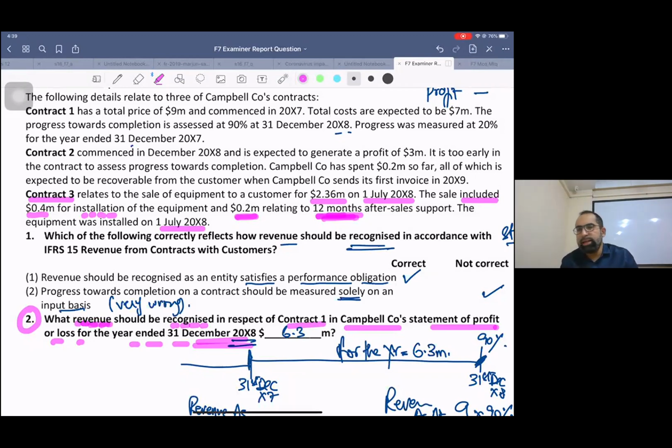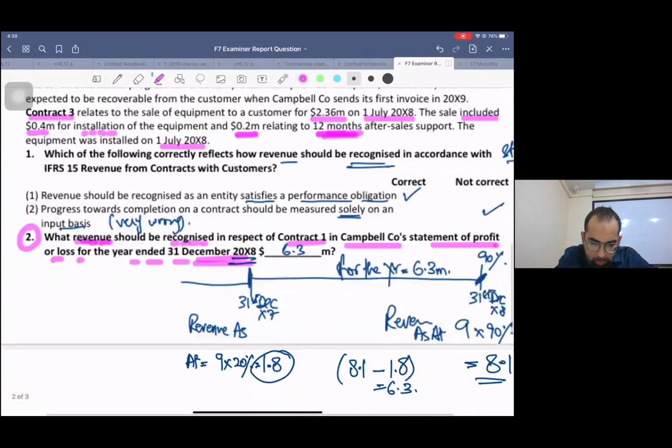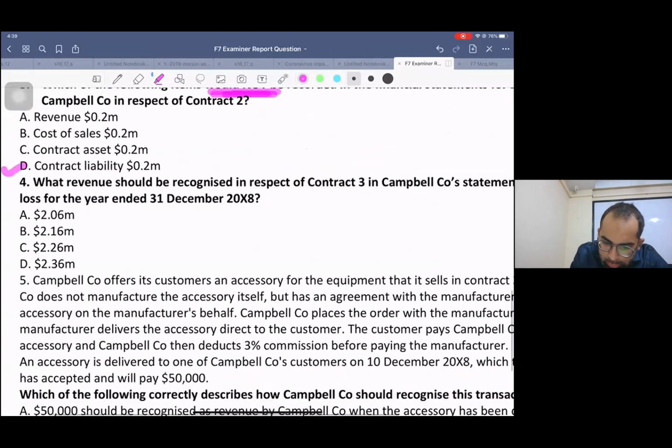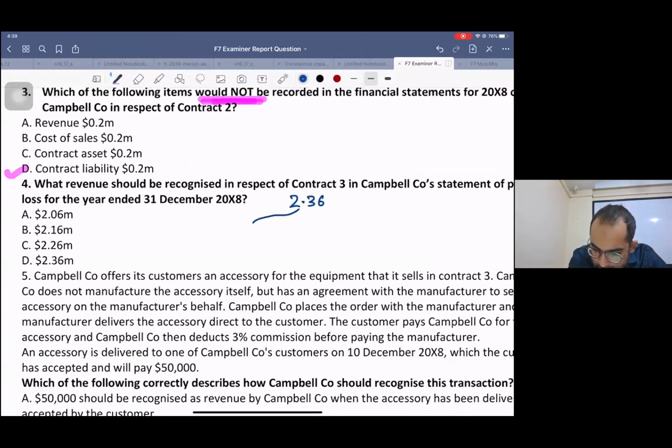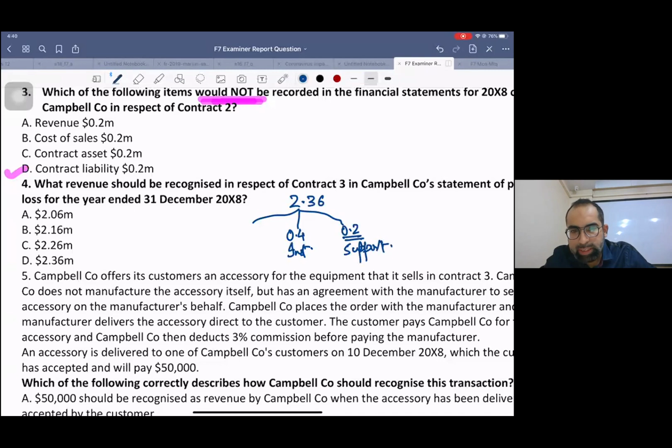Okay, read it, I'll explain to you. Don't worry. Let me explain this. Out of this 2.36, see this 0.4 is for installation, and 0.2 is for the support. Now tell me how much: 2.36 minus 0.2 minus 0.4, I think it's 1.76. Yes, this is for equipment.